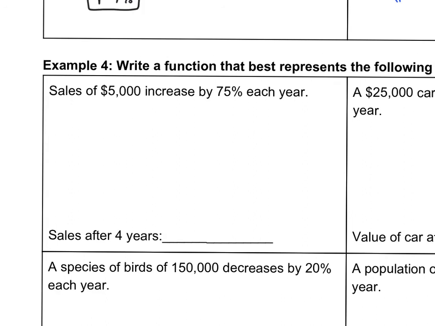So let's take a look at this first one. It says sales of 5,000 increase by 75% each year. So I see the word increase. That should tell me I'm going to use exponential growth. So I'm going to use y equals a times 1 plus r to the t. A, r, and t are what I need to find. It does say write a function, and then I'm solving for 4 years. So I'm going to write a function first with t, and then eventually I'll plug in t as 4. So I'm going to use t right away, just write a function for t years.